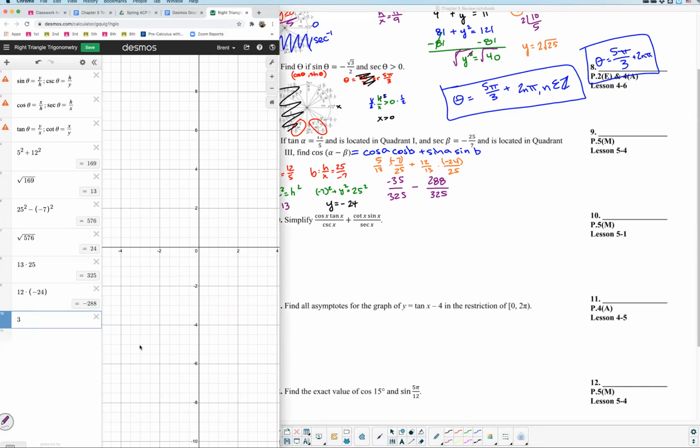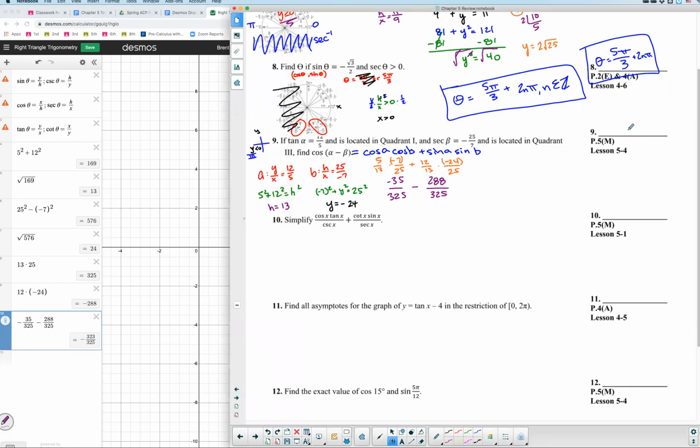We have -35 over 325 minus 288 over 325. As a fraction, that's -323 over 325. So -323 over 325. That should be our solution.